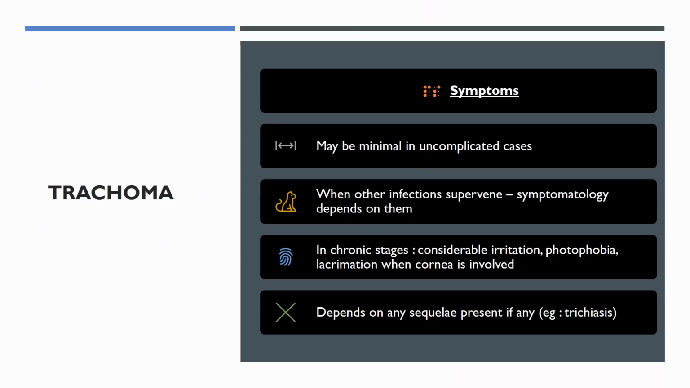Symptoms of trachoma can be minimal in an uncomplicated case. When other infections supervene, it can be symptomatic. In the chronic stage, there is considerable irritation, photophobia, and lacrimation if the cornea is infected. And the sequelae depend on complications, and if there is trichiasis, which is abnormal position of the eyelash, it can cause complications.